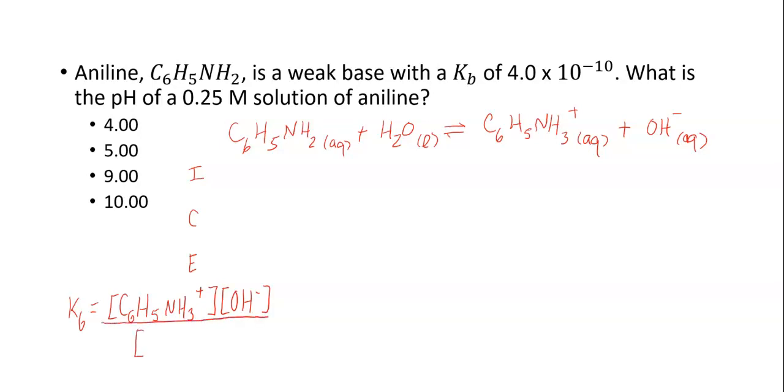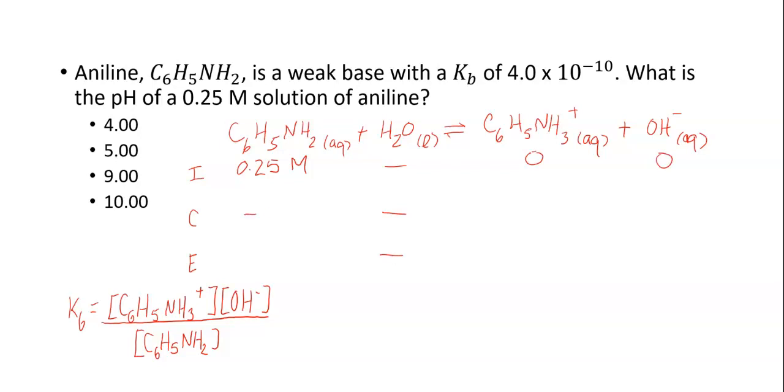over the concentration of C6H5NH2. Again, I don't need to put my water in because it's a liquid. Solids and liquids do not go into the equilibrium expression, so I'm going to ignore that in my ICE table. I'm told that my initial concentration of aniline is 0.25 molar. I'm going to assume that these are 0, since not otherwise specified.